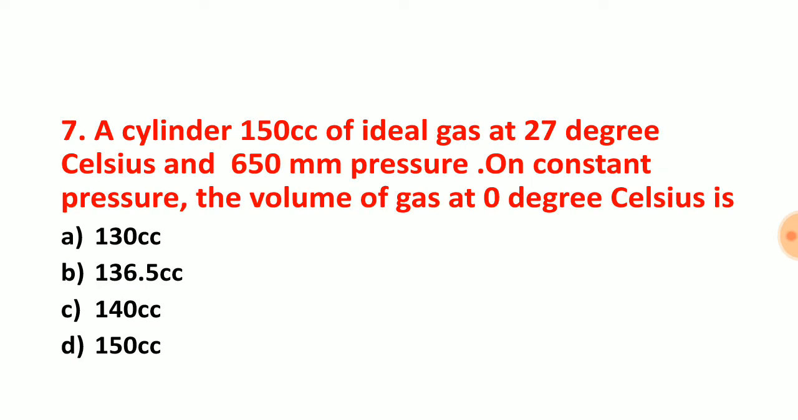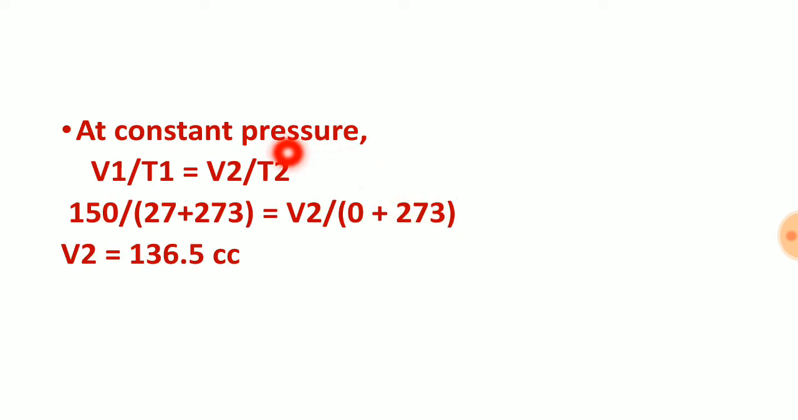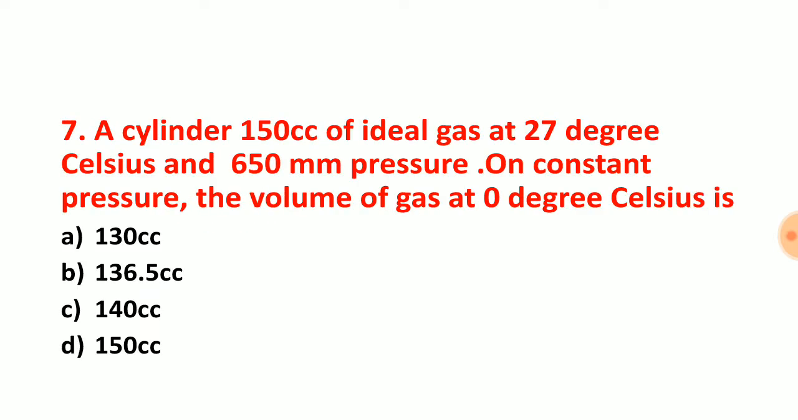A cylinder has 150 cc of ideal gas, this is the volume, at 27 degrees Celsius and 650 millimeter pressure, this is the pressure. At constant pressure, the volume of gas at 0 degrees Celsius is, here it is asking to find the volume at 0 degree, but it is saying that pressure is constant. So our formula for this is V1 by T1 is equal to V2 by T2.